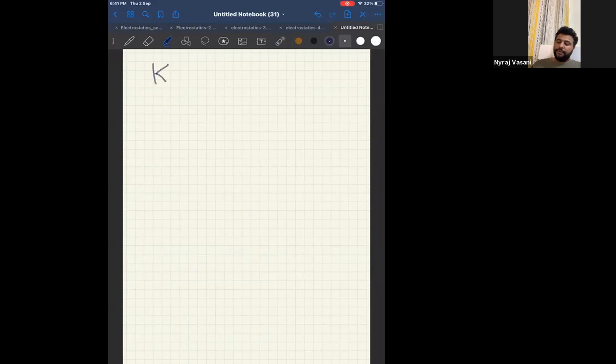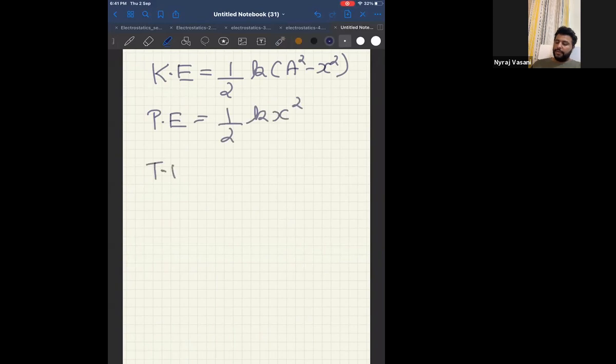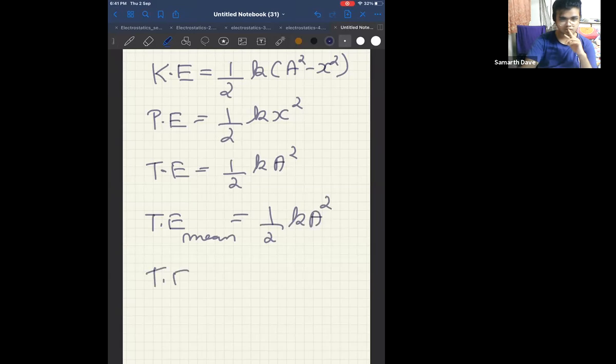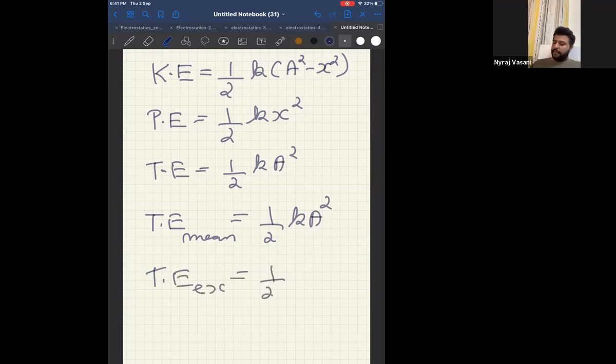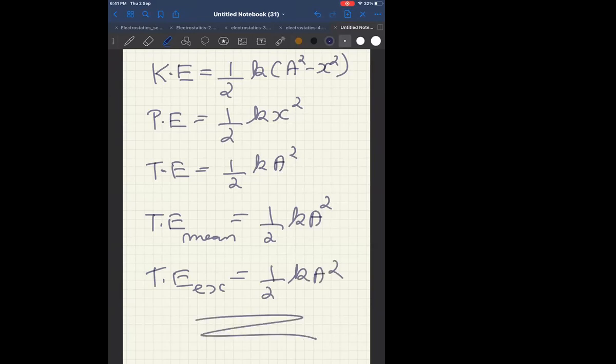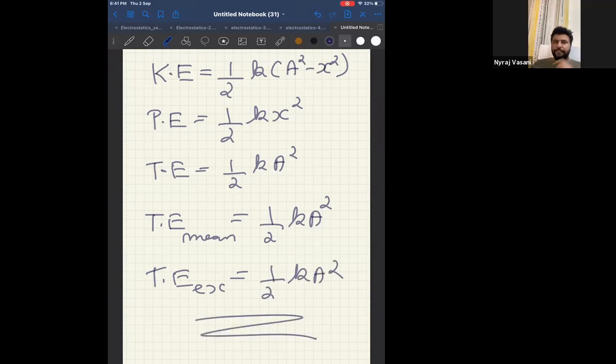First one is kinetic energy of oscillation. What is the formula for kinetic energy of oscillation? Half k a square minus x square. What is the formula for potential energy of oscillation? Half k x square. What is the formula for total energy of oscillation? Half k a square. What is the formula for total energy at mean? Total energy at mean is also half k a square. What is total energy at extreme? Half k a square. This is your summary. Make a note.